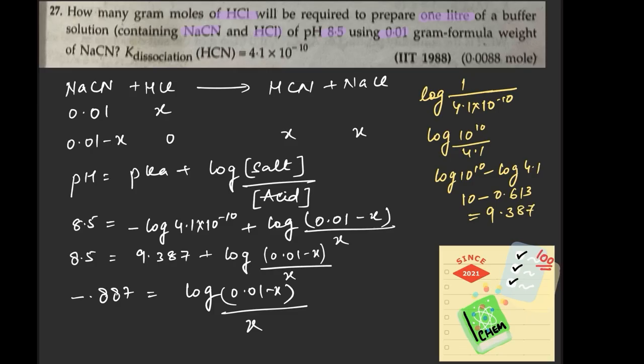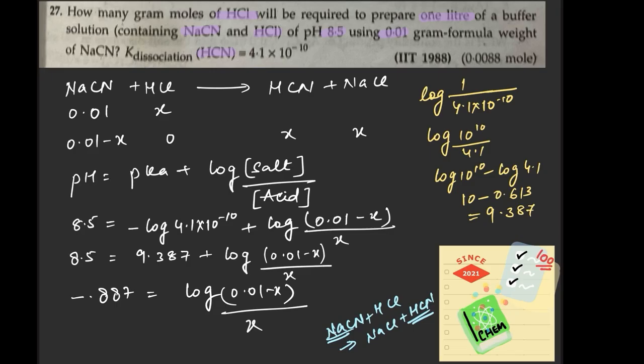Acid dissociation constant for HCN is given as 4.1 × 10^-10. Now this combination, NaCN and HCl, is not a buffer solution, but when NaCN reacts with HCl, it forms NaCl plus HCN. Now this HCN which is formed and NaCN, a weak acid and its salt with a strong base, this combination acts as a buffer solution, right?